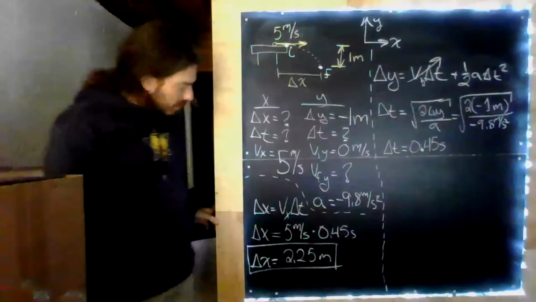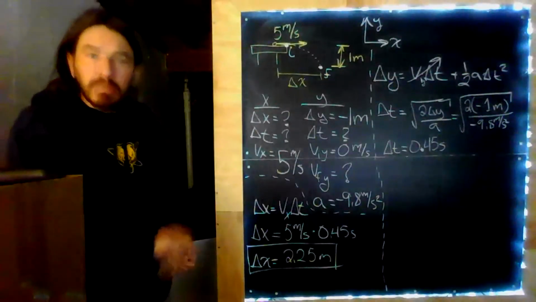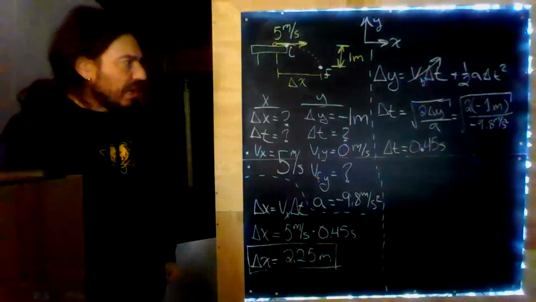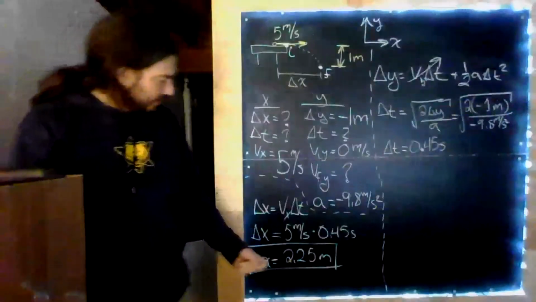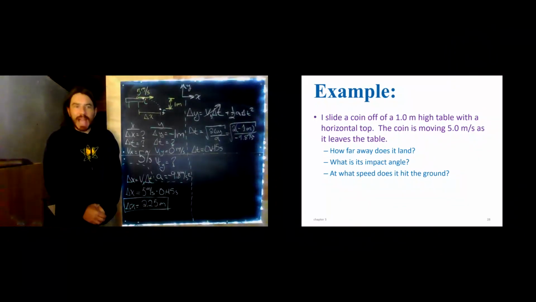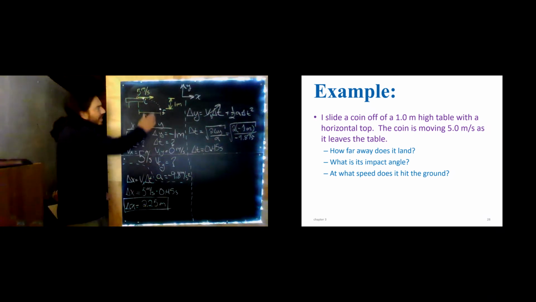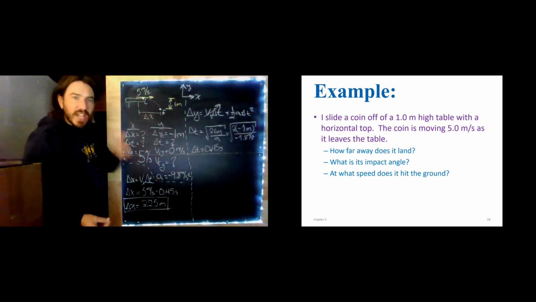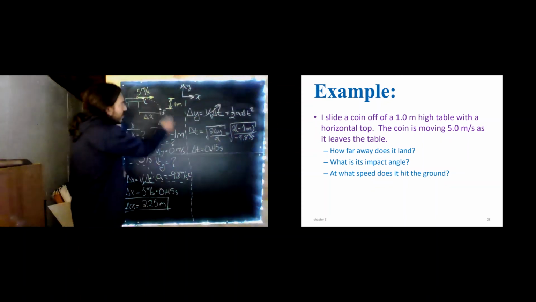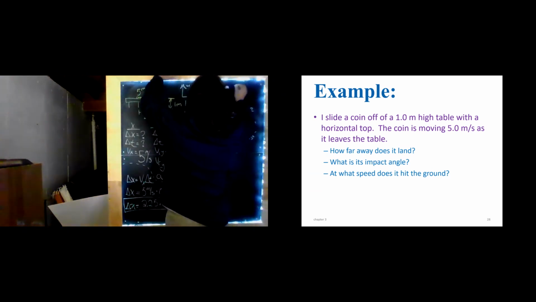Is that a reasonable number? Well, I think so. It's about 6 feet. 5 meters per second is about 10 miles an hour. Seems reasonable. I like it. What's next? Next it says, what is its impact angle? And at what speed does it hit the ground? Okay, so what we really need to do now is zoom in on its final velocity, right? If we think about what this coin is doing right as it's hitting the ground, it's got some velocity vector that looks like this.